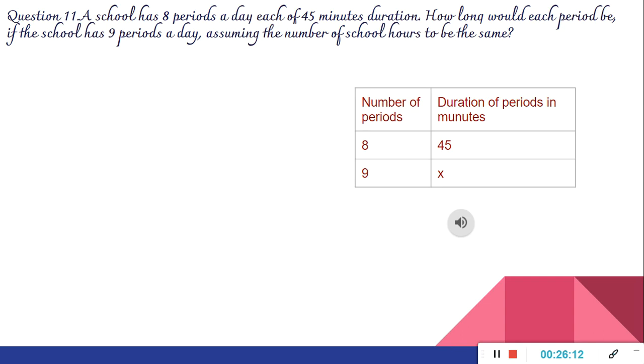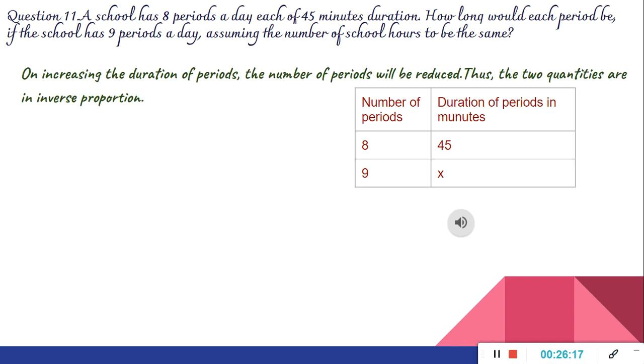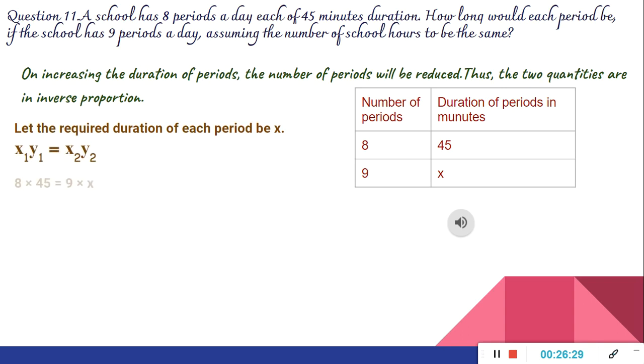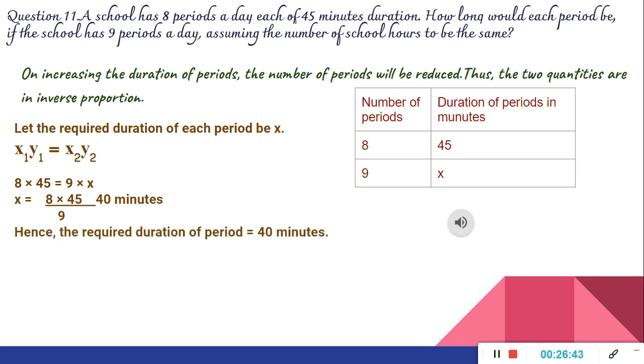So here also we can see that one quantity is increasing and the other is decreasing. So that is why it is inverse proportion. Okay, so let's see. Let the required duration of each period be x. So x1 y1 is equal to x2 y2. Here 8 into 45 is equal to 9 into x. So x is equal to 8 into 45 upon 9. So 9 in 45, how many times? 5 times. So 8 5s are 40. So what is the answer? 40 minutes. Hence the required duration of a period is equal to 40 minutes.